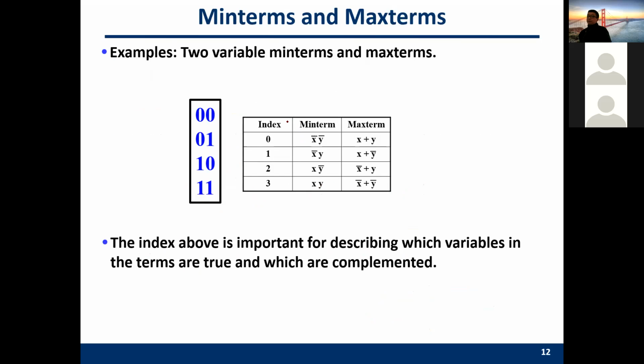So each min term and max term can be equivalent to one row in the truth table. This is row 0, row 1, row 2, and row 3 for the two variable case. The index here is important for describing which variables in the terms are true and which are complemented. When I give you the index here, and I ask you which variable in the min term is normal and which variable is complemented, you should be able to answer that, because this is 0. At row 0, the min term should be equal to 1. Why?